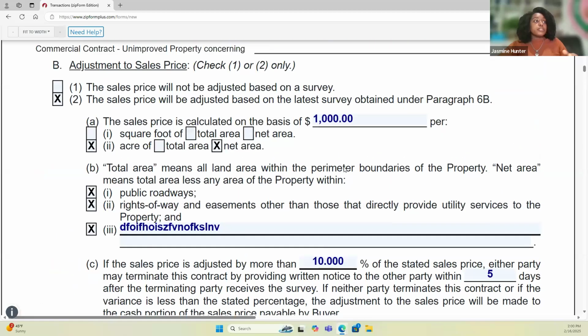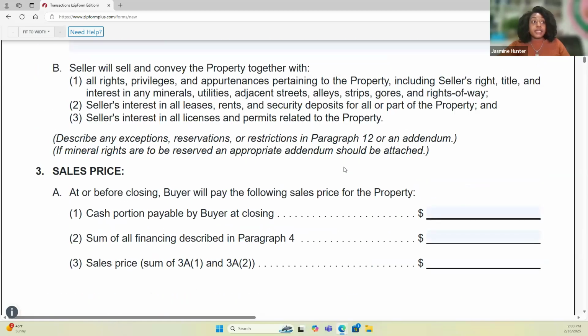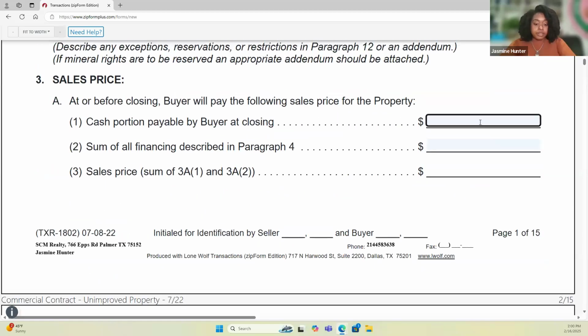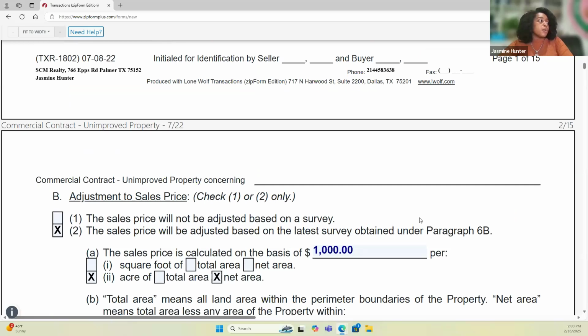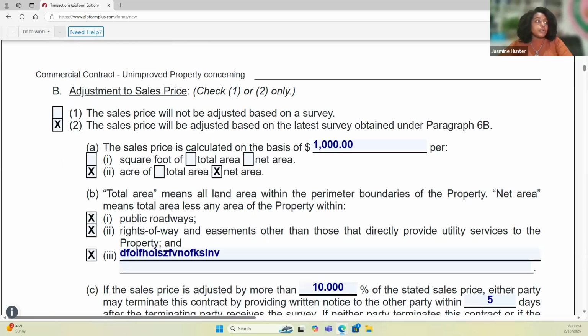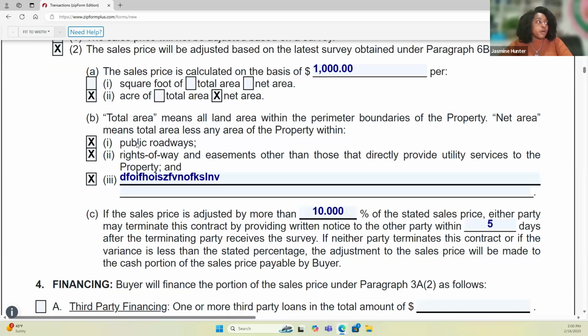Okay, so this is all talking about the price. Again, let's just say we're doing $1,000 down and it's a $4,000 loan. We're buying it for $5,000. We want it to be adjustable. We're going to do the net area. We're going to talk about the net area. We want to do $1,000 because of all of these reasons.